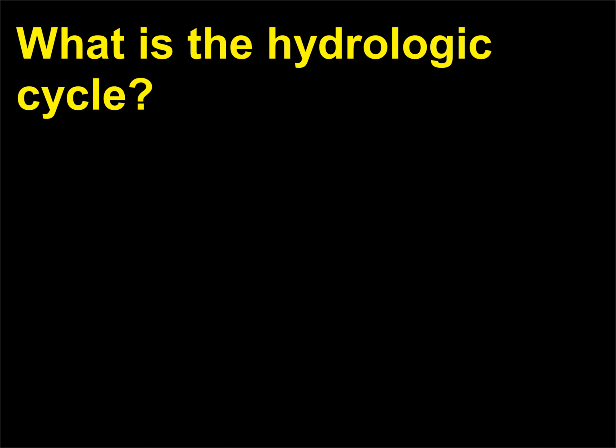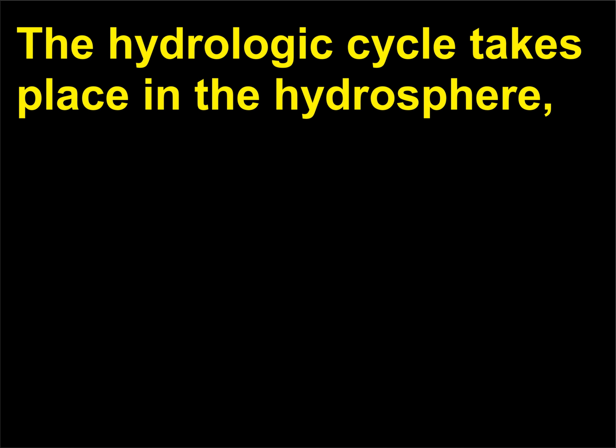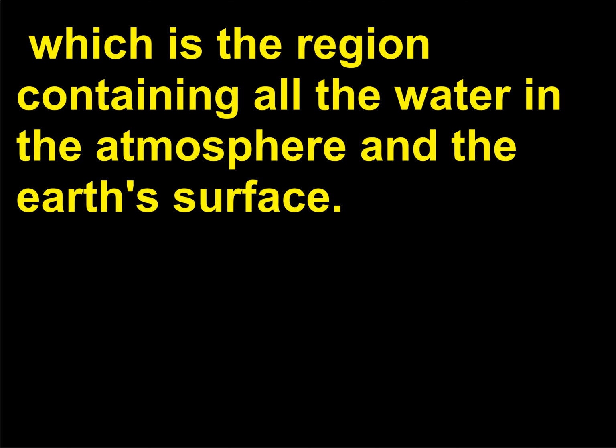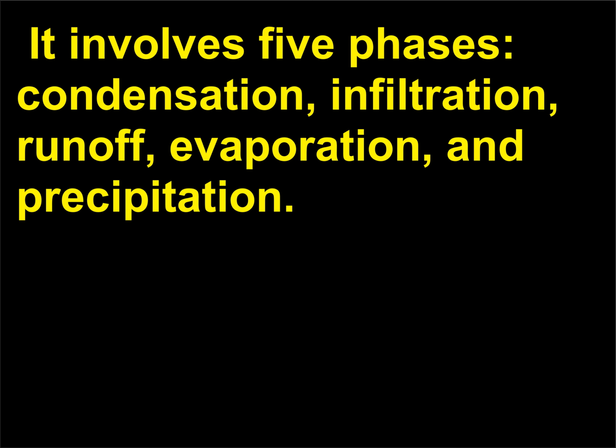What is the hydrologic cycle? The hydrologic cycle takes place in the hydrosphere, which is the region containing all the water in the atmosphere and the Earth's surface. It involves 5 phases: condensation, infiltration, runoff, evaporation, and precipitation.